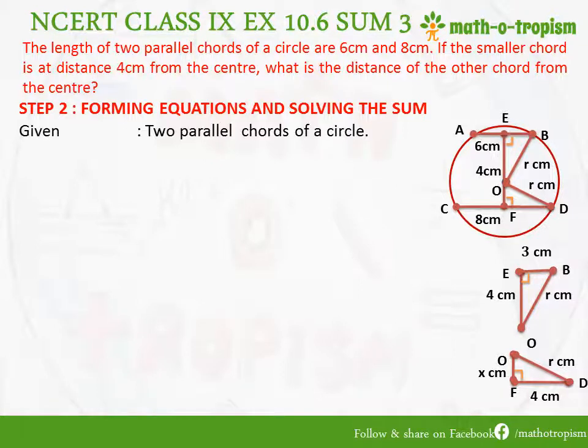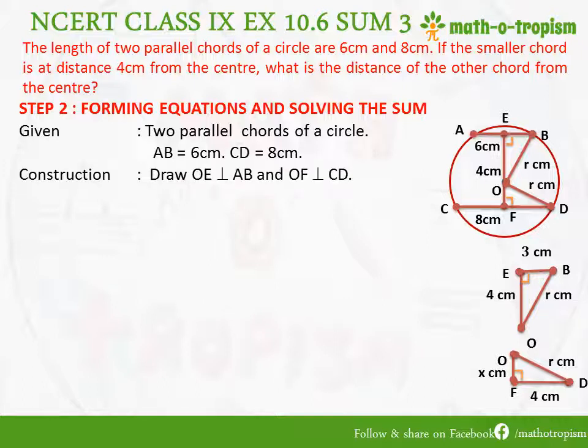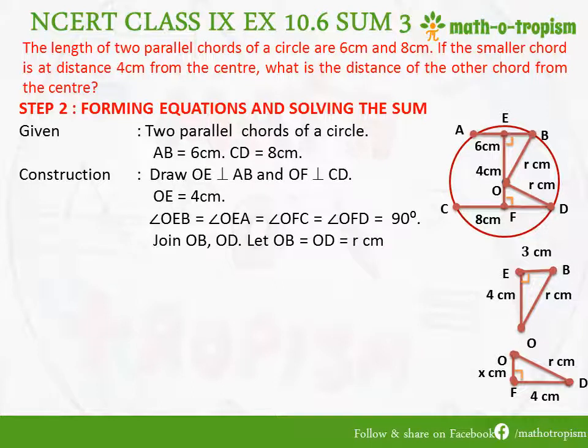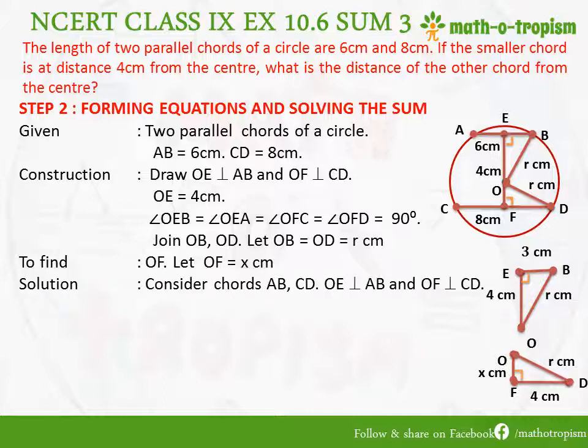Forming equations and solving the sum. The given are two parallel chords of a circle. AB is 6 centimeter, CD is 8 centimeter. The construction is that we draw OE perpendicular to AB and OF perpendicular to CD, where OE is 4 centimeter, and since they are perpendicular, the angles OEA, OEB, OFD and OFC are all 90 degrees. We join OB and OD to make triangles, and let that be R centimeter. We need to find OF, and let us keep it as x centimeter.